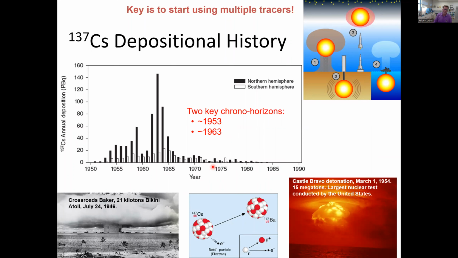There are some regions that might have another peak in the 80s and 90s associated with accidents that have taken place. So you need to take that into account for your region where you might be collecting a core, if there are any other potential sources of cesium post 1963 peak associated with atmospheric testing. So you can use cesium in combination with lead-210 to get very good results for decadal scale accumulation rates and geochronometry of cores from many different regions.